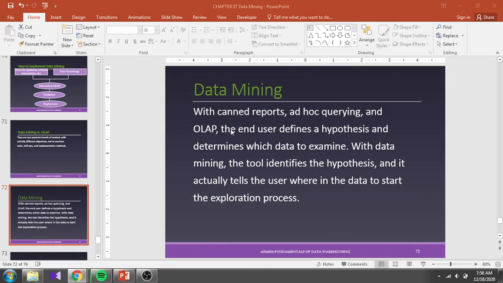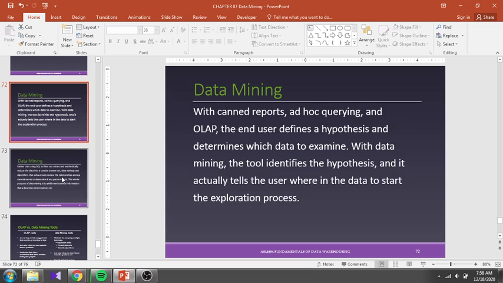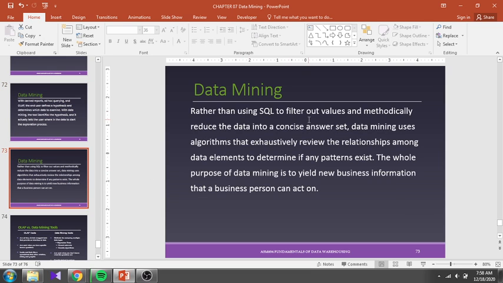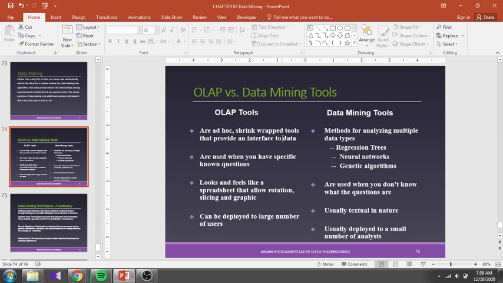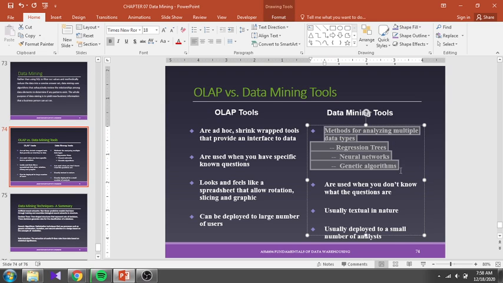Okay, ad hoc querying and OLAP. The end user defines a hypothesis and determines which data to examine, whereas with data mining, the tool identifies the hypothesis and actually tells the user where in the data to start the exploration process. Okay, a bit more. Rather than using SQL to filter out values and methodically reduce the data into a concise answer set, data mining uses algorithms that exhaustively review the relationships among data elements to determine if any pattern exists. So the whole purpose of data mining is to yield new business information that a business person can act on. Okay, I think you just read this one. Okay, this is what we have covered on the data mining tool just now. This is about the OLAP tool.